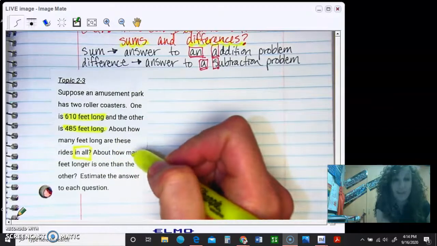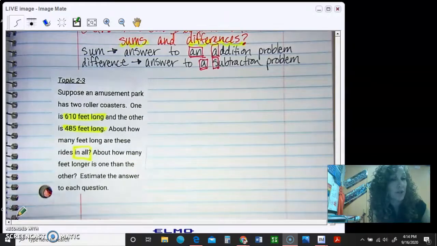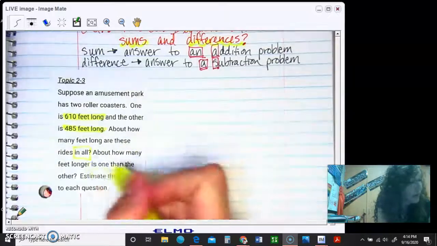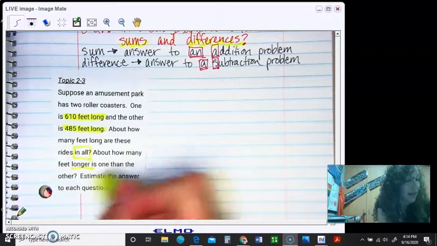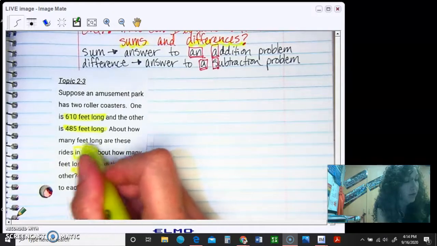And then notice we have a second question. Ladies and gentlemen, welcome to 5th grade. Many times we'll have 2 things you've got to do, or 2 questions to answer, right? About how many feet longer is one than the other. Okay, so we've got "longer," and we've got "in all" that we're looking at.